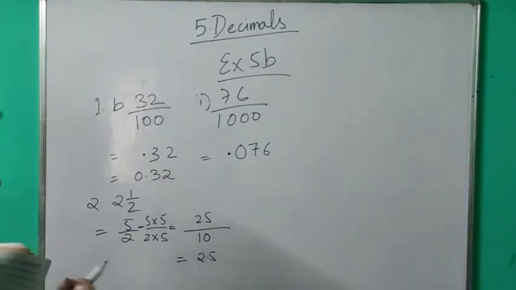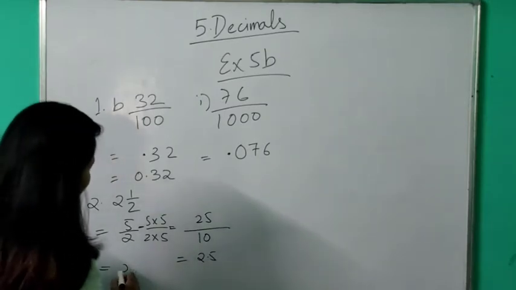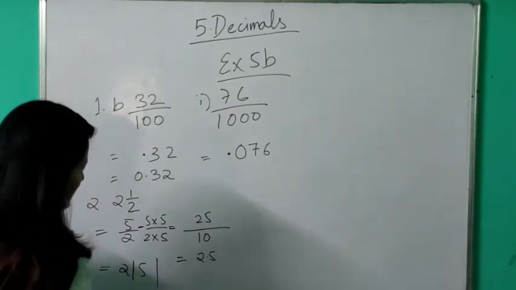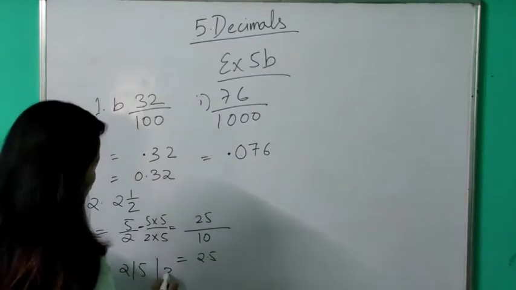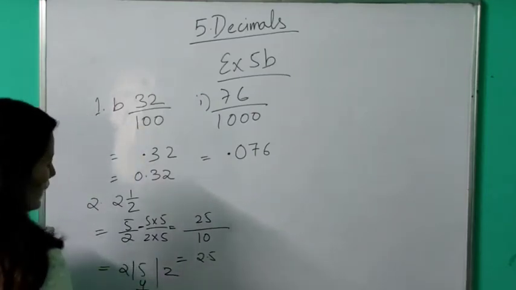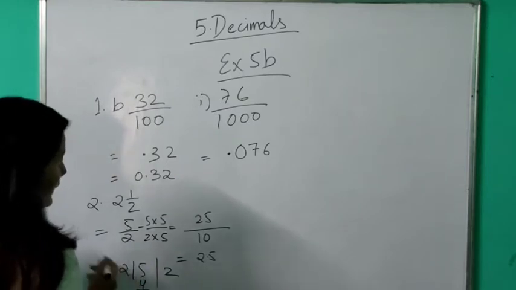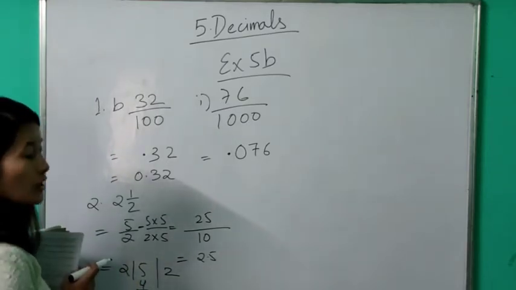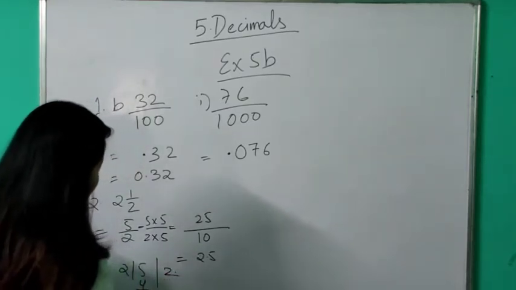This is one of the methods. If you are okay with simply dividing and finding the decimal, then that is also fine. Like 2 2s are 4, then you get 1 here. Now since 1 is smaller than the divisor, you will put a point here, then 0 here.